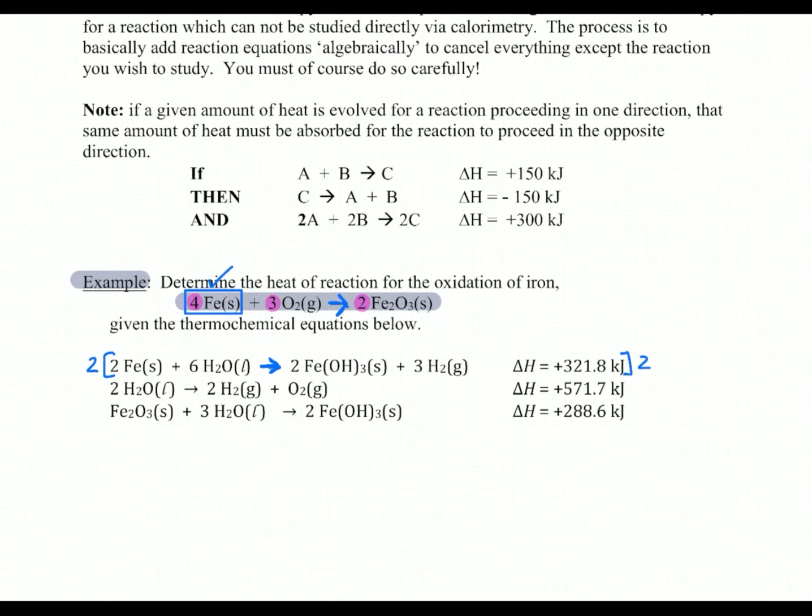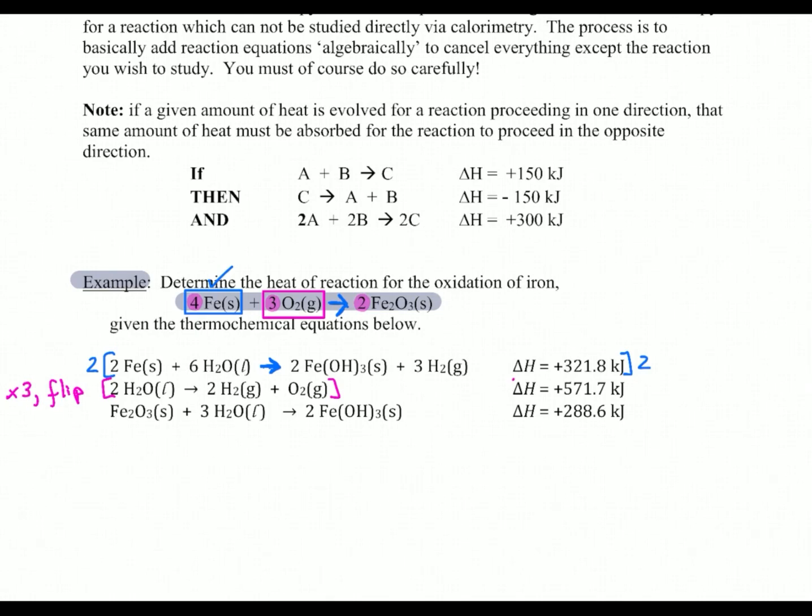So let's keep going. The next thing I need is 3 moles of oxygen gas, and I need it on the left side. So I look through my equations. The only place I see oxygen gas is in the second equation, and it's currently on the right side with a 1 in front of it. So what am I going to have to do? I'm going to have to flip it over, first of all, for sure. And I also need a 3 in front of it, not a 1 in front of it. So it's going to have to be multiplied by 3 and flipped.